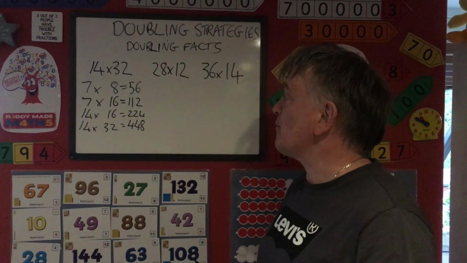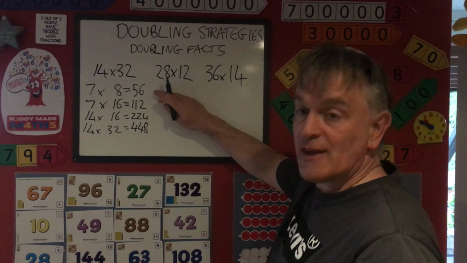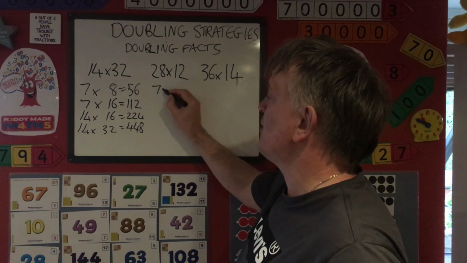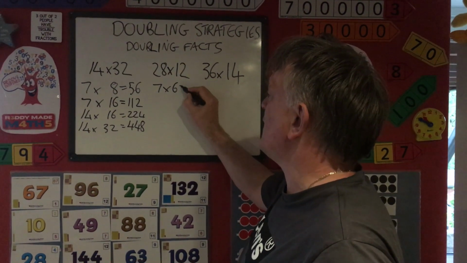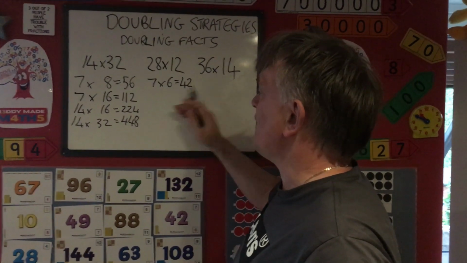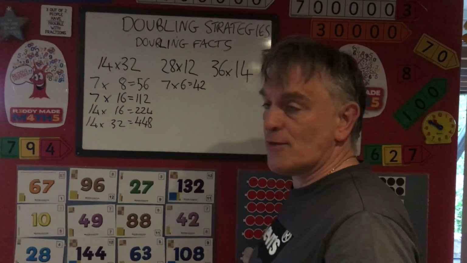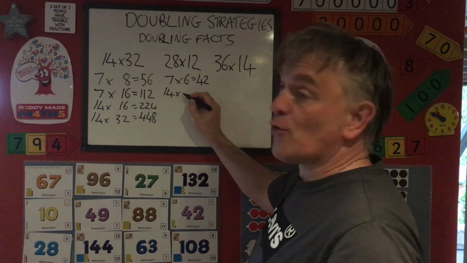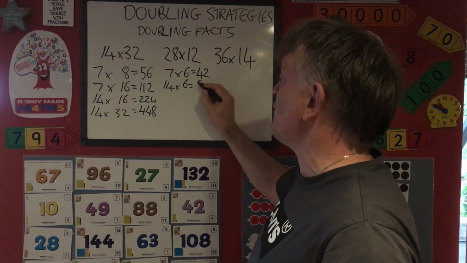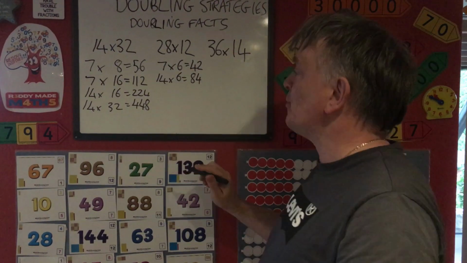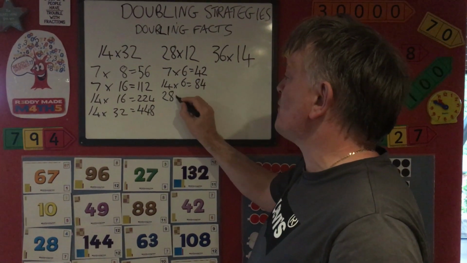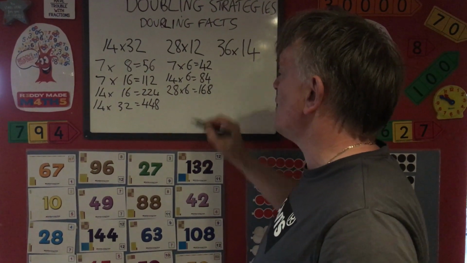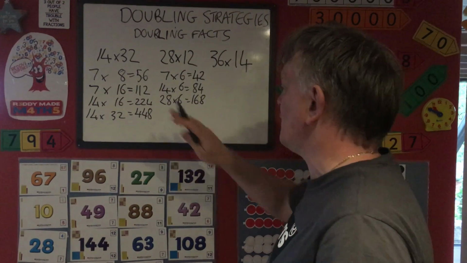Similarly, with 28 times 12, we could start off with 14 times 6. We just need to go back one stage further to 7 times 6. So 7 times 6 equals 42. This time I'm going to just keep doubling the 7 to begin with. So if 7 times 6 is 42, we know that 14 multiplied by 6 must be 84, because that's our simple double. Therefore 28 multiplied by 6 must be 168.